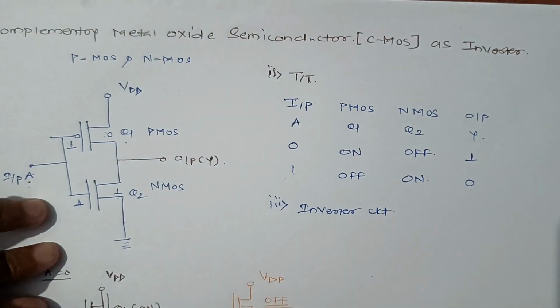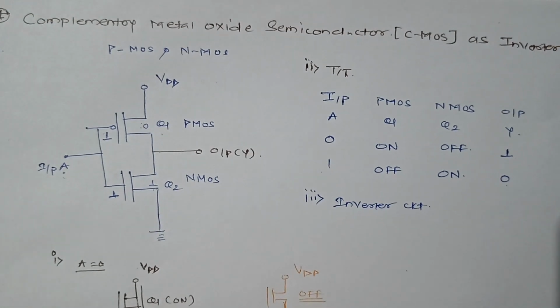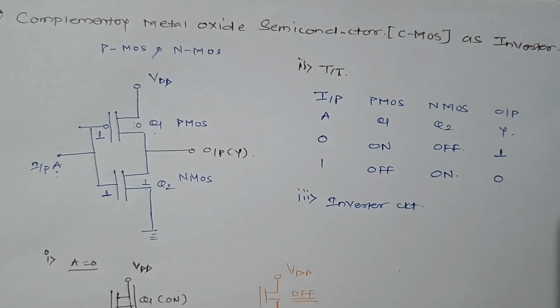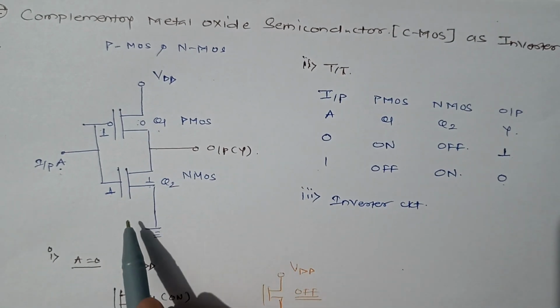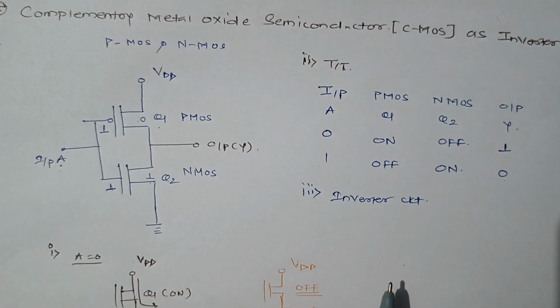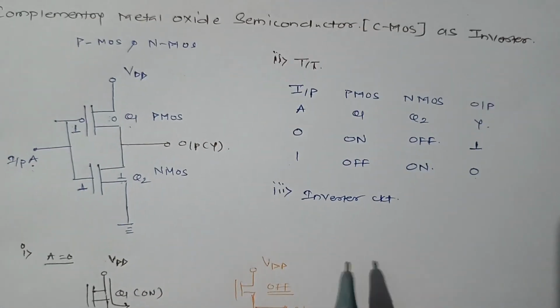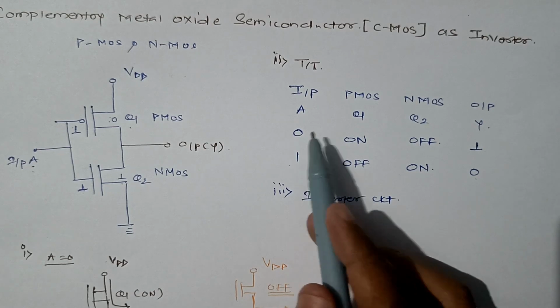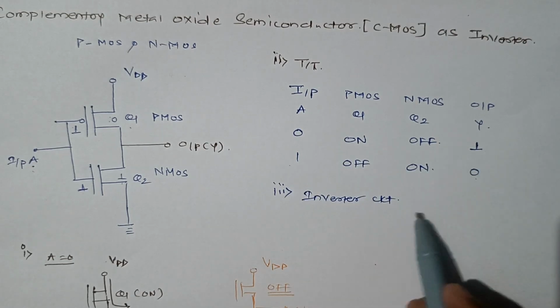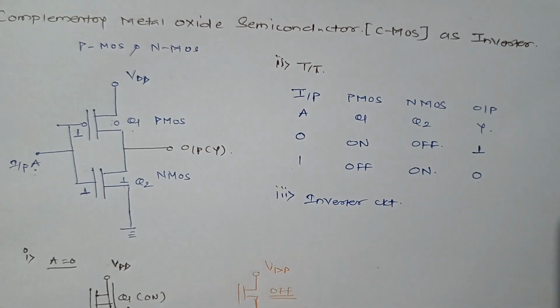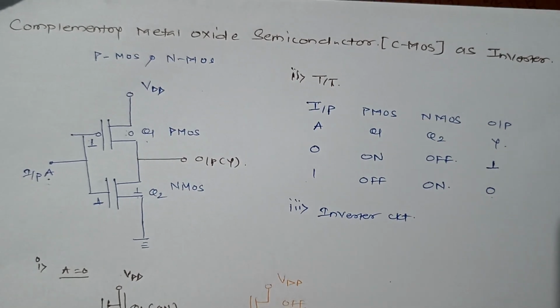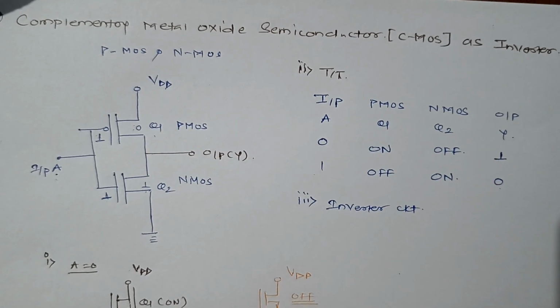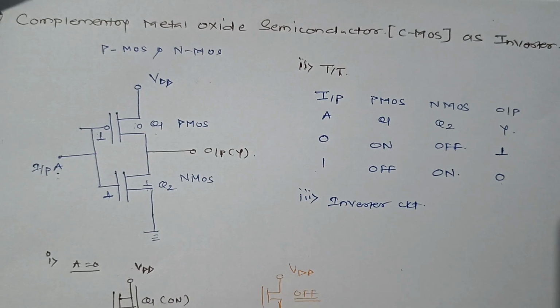So this will be our structure of explaining how CMOS works as inverter. First step, draw this particular transistor configuration. Second, go for the truth table, and from that we can fetch it is working as an inverter circuit. Now in next video we'll see how CMOS works as an AND gate and how it works as a NOR gate.